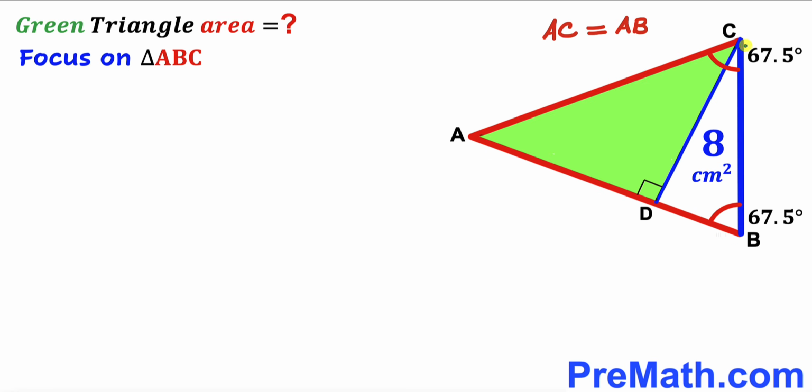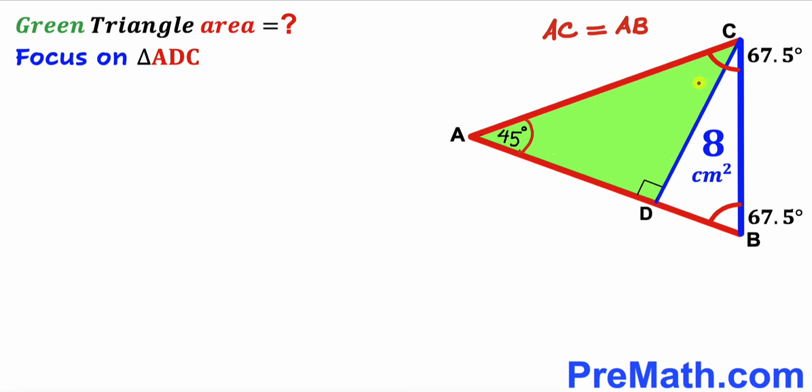And now let's focus on these three interior angles in this triangle ABC. We know the sum of three interior angles in a triangle is always 180 degrees. If these two angles are 67.5 degrees each, then this angle has got to be our 45 degrees angle.